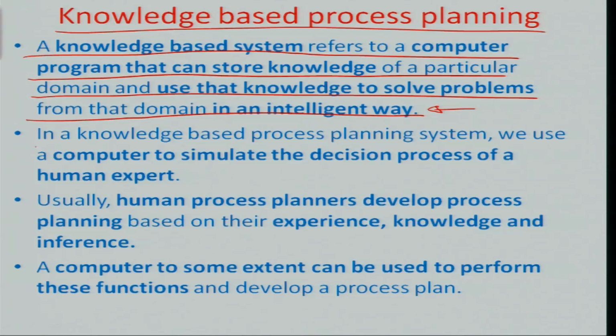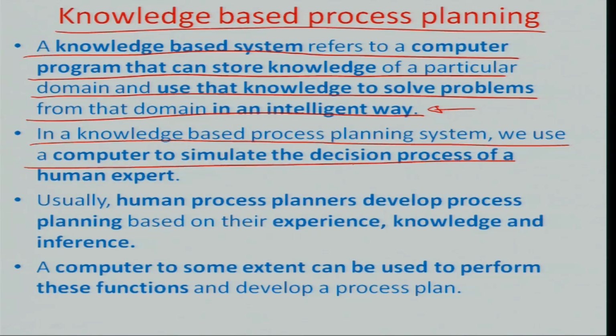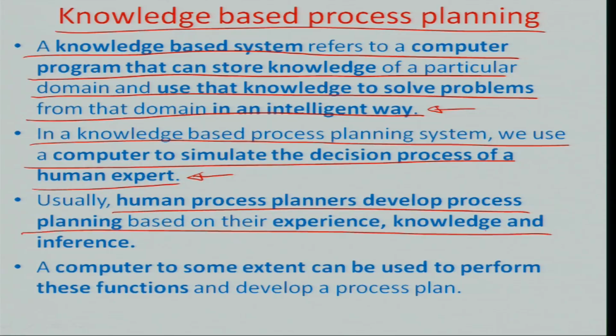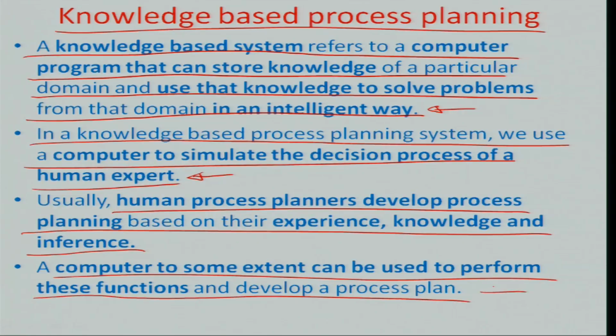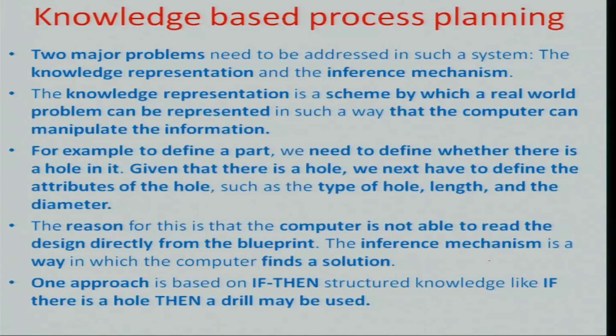In a knowledge based process planning system, we use a computer to simulate the decision process of a human expert. Human process planners develop process plans based on their experience, knowledge and inference, but a computer to some extent can be used to perform these functions and develop a process plan. These logical tables or decision tables can be automated and left to a computer to take a decision about a certain part, assembly or subassembly which arrives in to a certain process where the process needs to be planned.